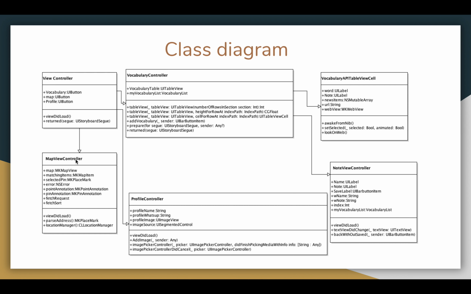As for here, this is a map view controller. It uses the methods MKMapView and MKMapItem. Once you search a place, it will use the MKPinAnnotations to show all the annotations, so the book annotations will be on the map.